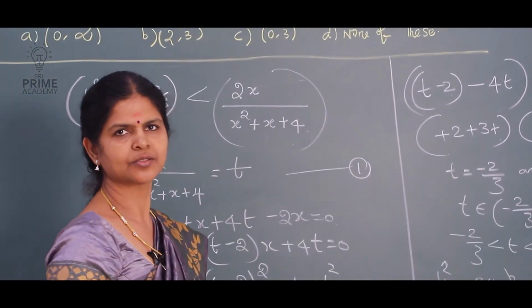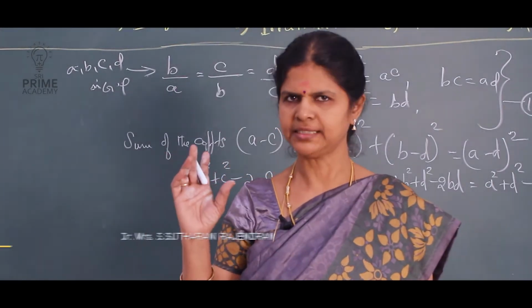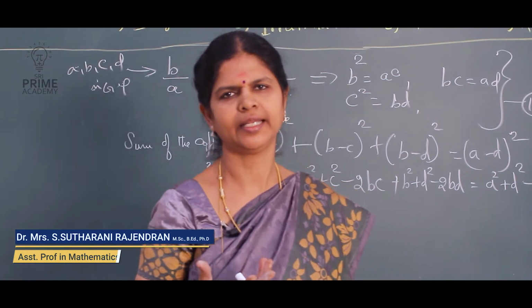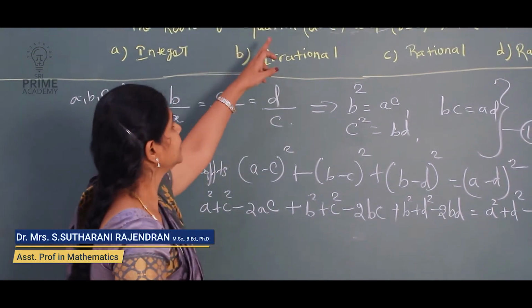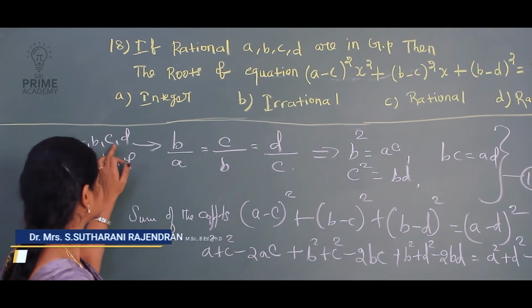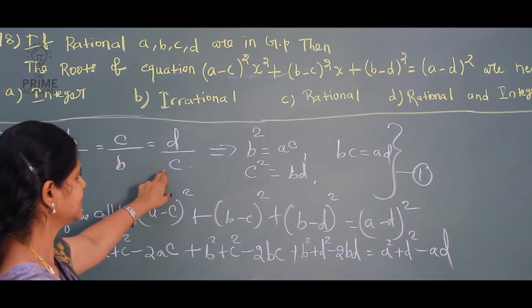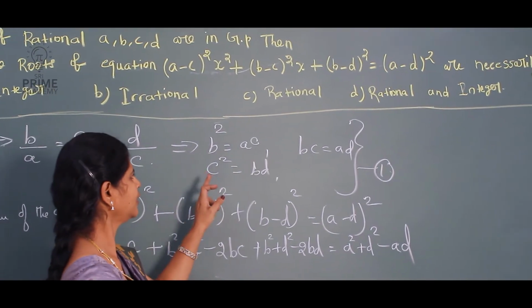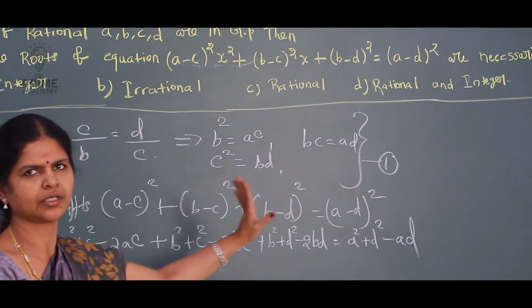The problem is over. So next question, this is a problem in GP. Okay, GP. Already we have done an AP problem. This is GP. So given a, b, c, d are in GP. So if a, b, c, d are in GP, this is the condition: b by a, c by b, d by c. That implies b square equal to ac, c square equal to bd and bc equal to ad. Mark this equation number 1.